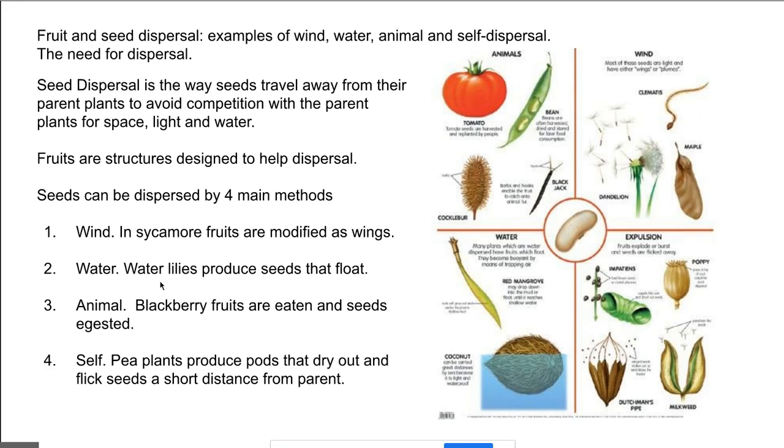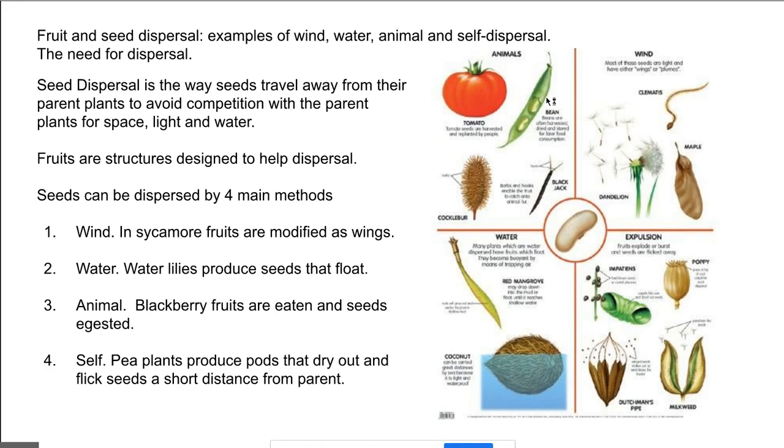Water: many plants produce seeds that can float, and if they're beside a stream, the seeds will be carried away some distance. So water lily would be an example there. In animal dispersal, two possibilities. The fruit and seeds can be eaten by the animal and then digested some distance away, or the seeds can have hooks on them that attach to the animal's fur. And again, they can fall off some kilometers away.